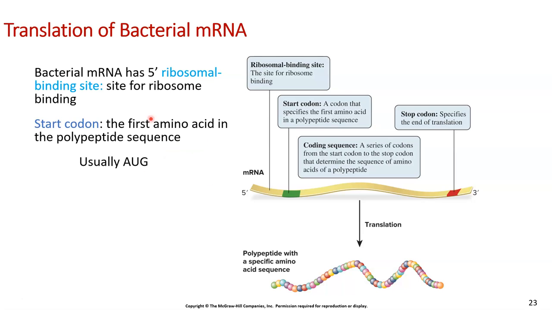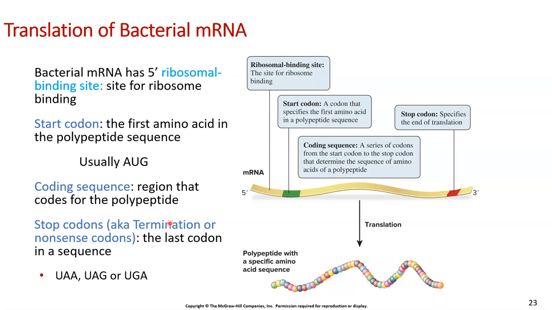It is going to start at the start codon. This is going to be the first amino acid in the polypeptide sequence that begins with AUG, right? You may have some codons that come before it, but we're only starting when we see the start sequence. The coding sequence is all the area in the middle, all the other codons. And then finally, our stop sequence, or termination or nonsense codon, is going to be the last one. Again, there can be some after it, but once we stop, we're done. So we're only going from start to stop. If there's codons on either side, we're not worrying about it.